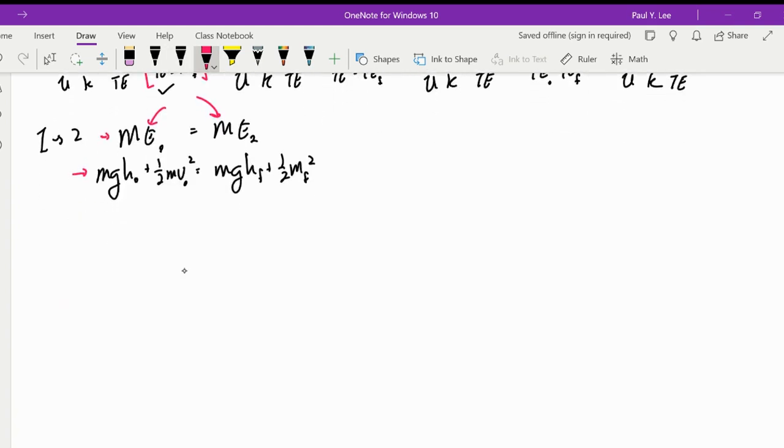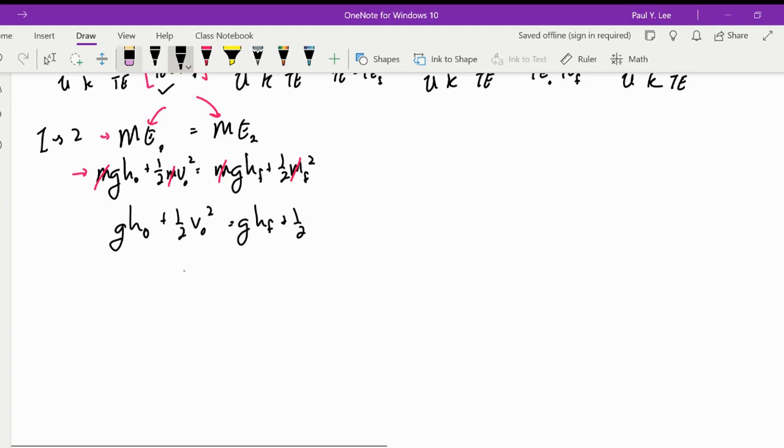Now, for those of you with keen eyes, you can see that the masses here cancel out, because there's a mass in each one of those formulas. And so we have g h initial plus 1/2 v initial squared is equal to g h final plus 1/2 v final squared.